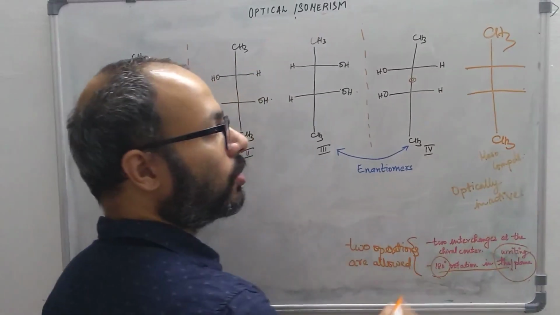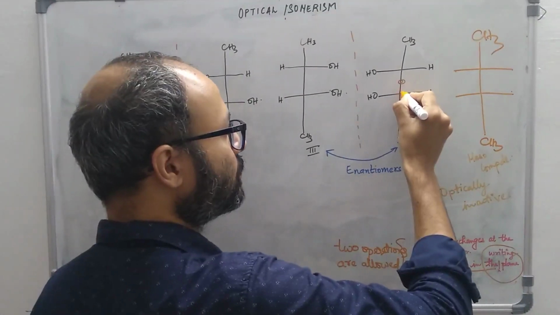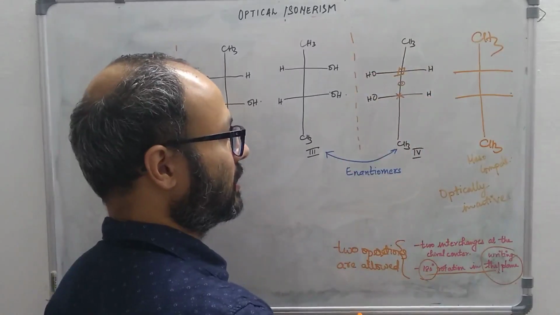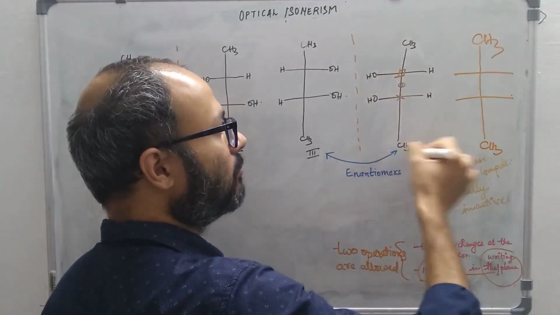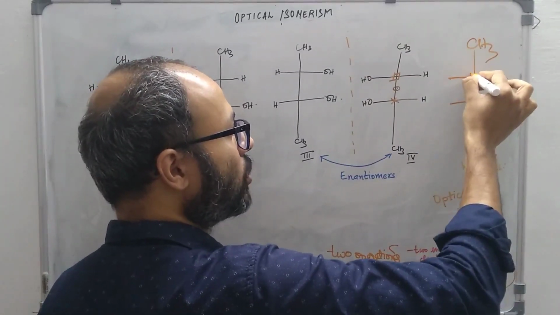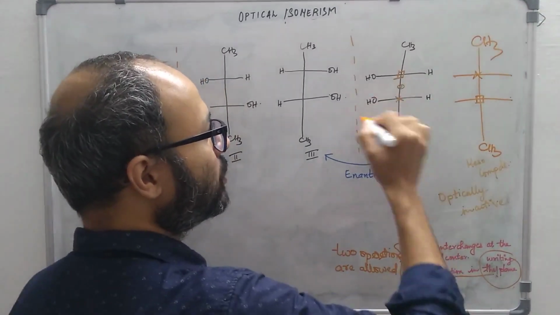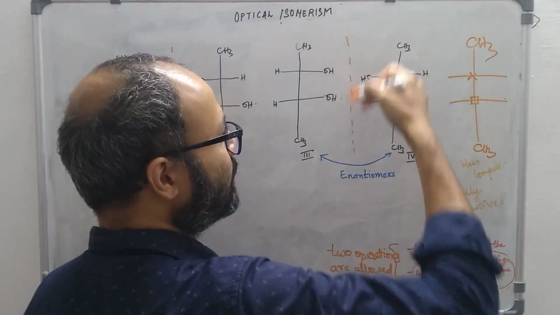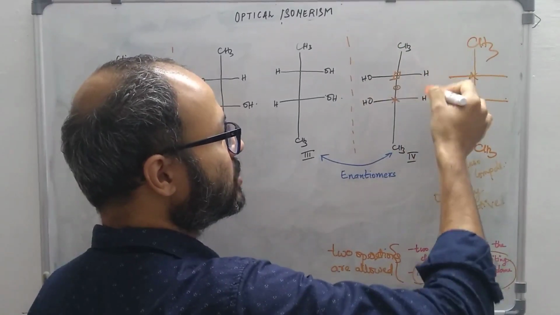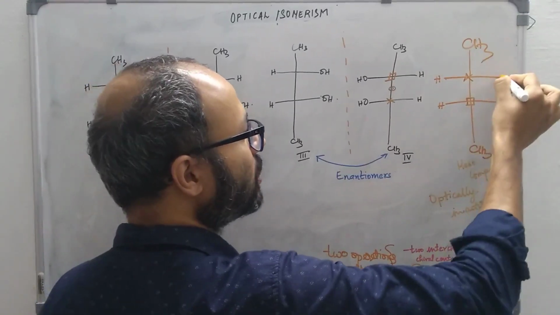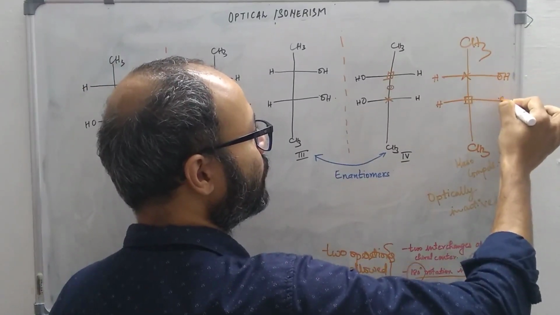So I'm turning by 180 degrees. Suppose this is my cross here, and just to denote it differently, I'm putting it like this. So when I rotate by 180 degrees, this cross will come up and the square will come down. Okay. So now we have to arrange the grouping. When I turn by 180 degrees, H will all come on this side and OH will come on this side.